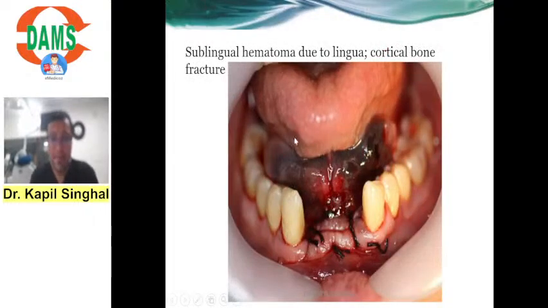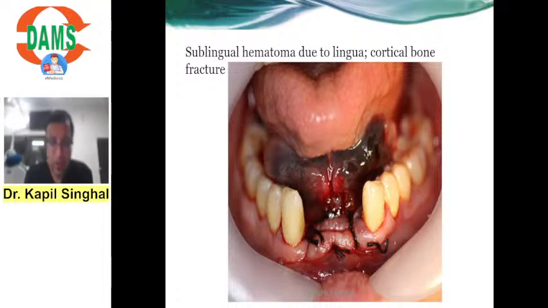So if your examiner gives you this image and asks you, what is this? You need to answer this. This is sublingual hematoma, and it can happen due to damage to the ascending branch of the sublingual artery that is present on the floor of the mouth. Okay, so they can ask you, when you're placing a lower anterior implant, what needs to be taken care of.